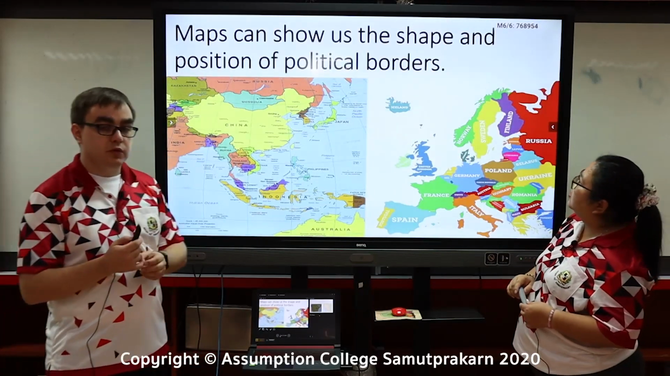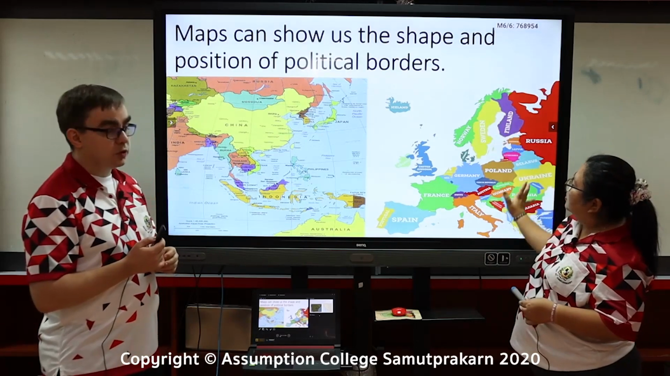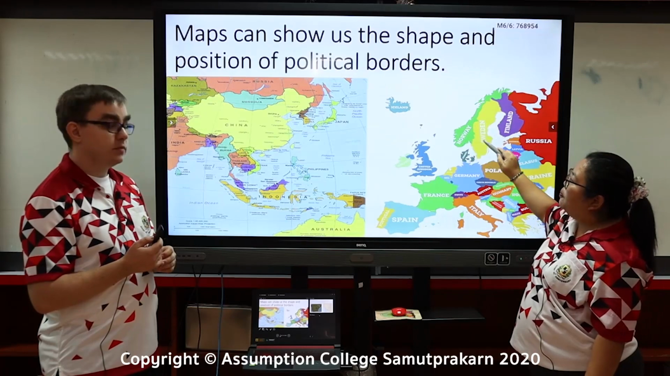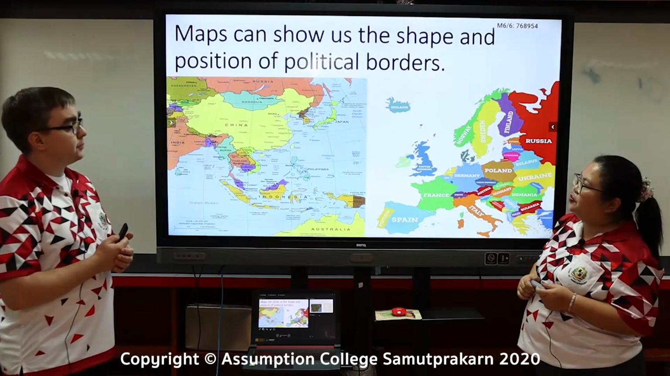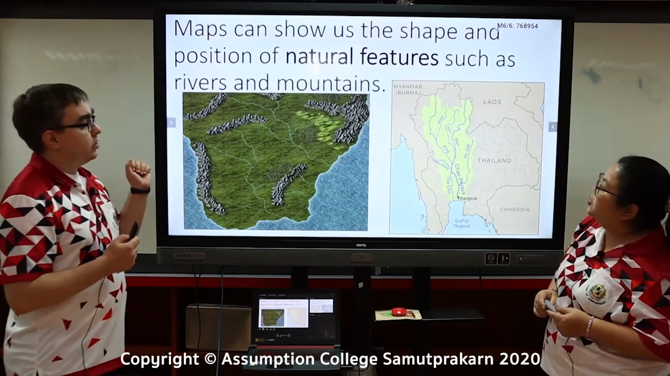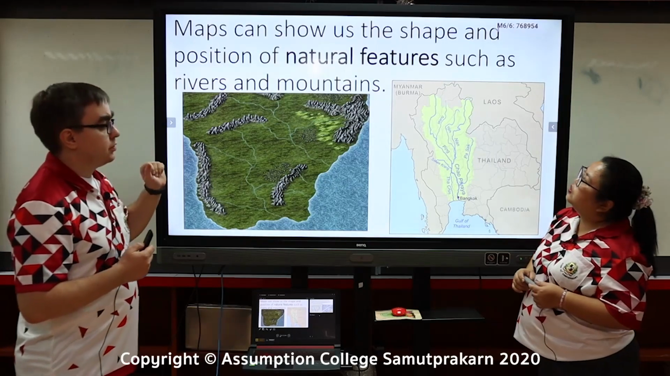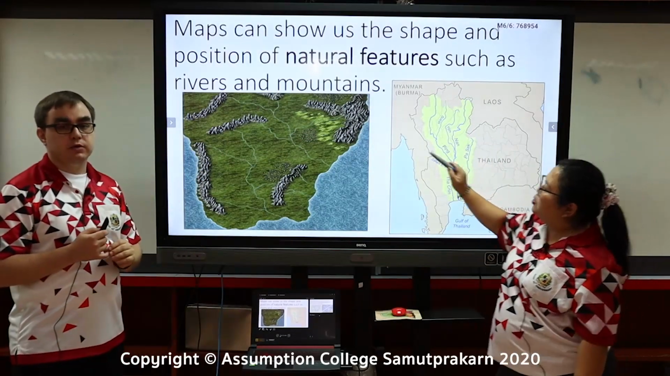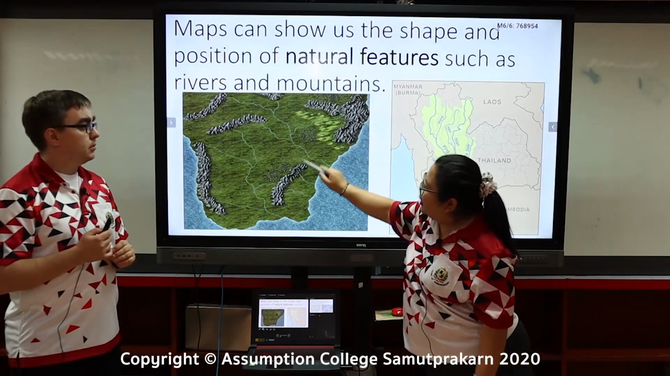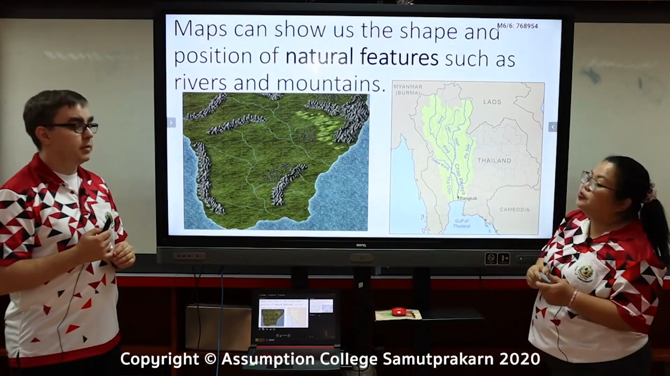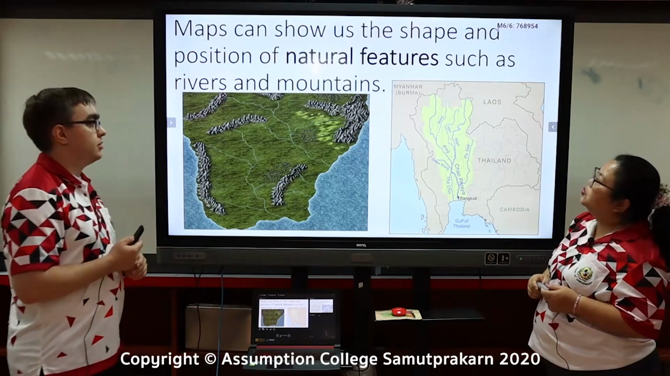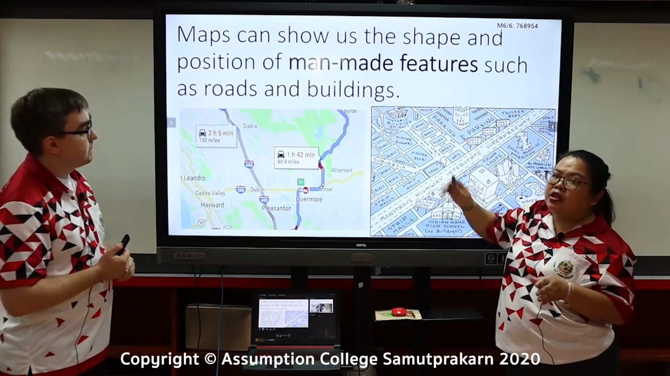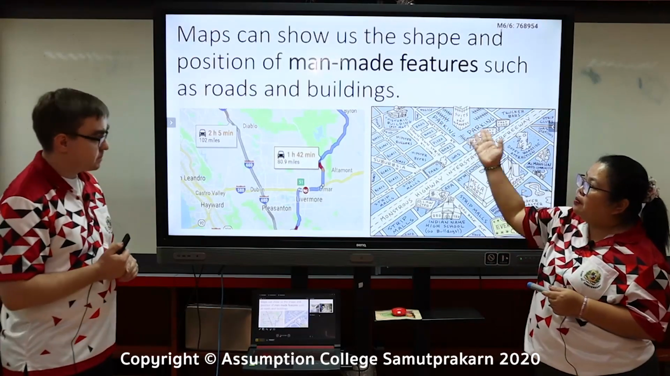They can also tell you about political boundaries or borders between countries. Border means พรมแดน. They can also show you physical features like rivers, mountains, or the highlands, or many other physical features. These are just a few. Feature means ลักษณะ.